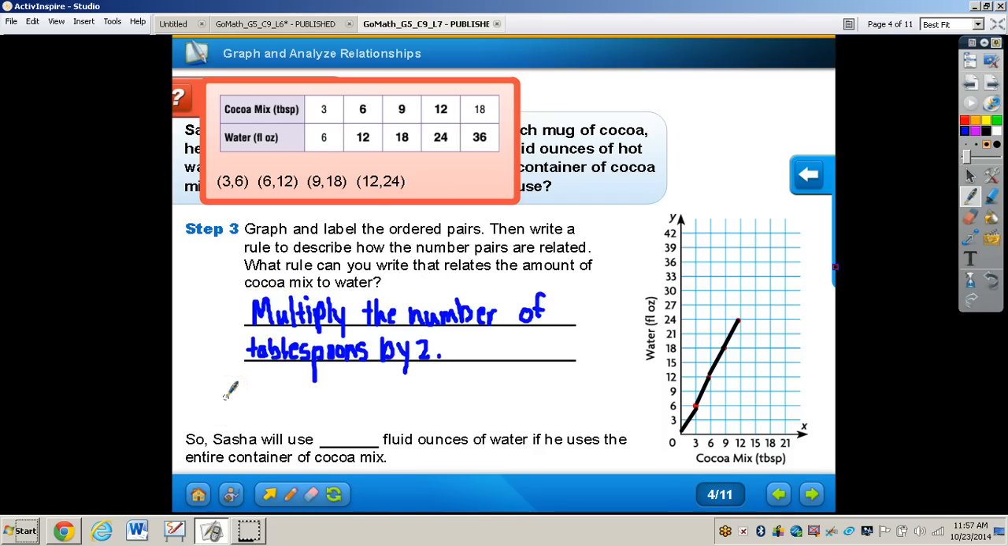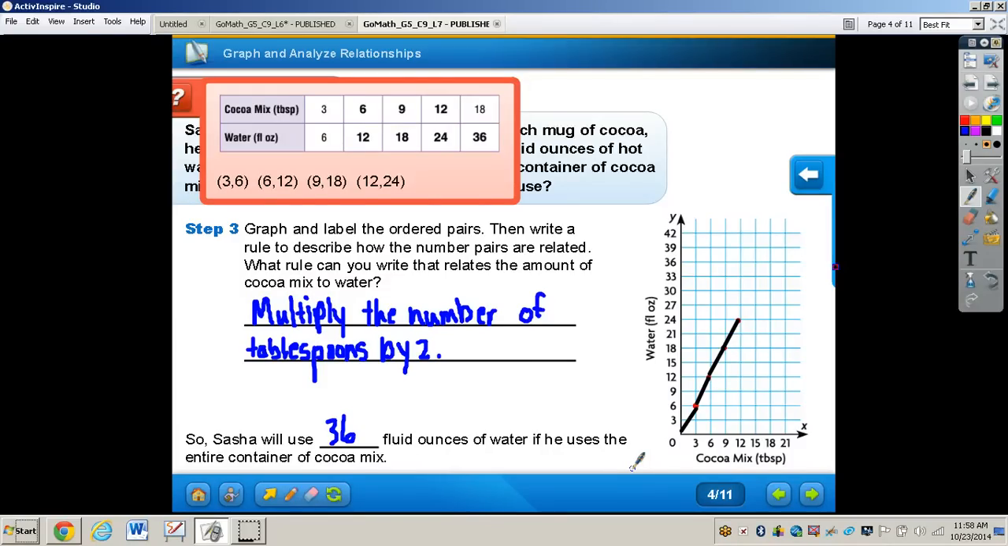For step 3 on page 395, and then to answer the final question, Sasha will use 36 fluid ounces of water if he uses the entire container of cocoa mix. Because we have 18 tablespoons, the entire container, and using the rule multiplying by 2 will give us 36 fluid ounces of water. So let's take a look at that final question on page 395. It's not on my screen, so you will need to look at your book.